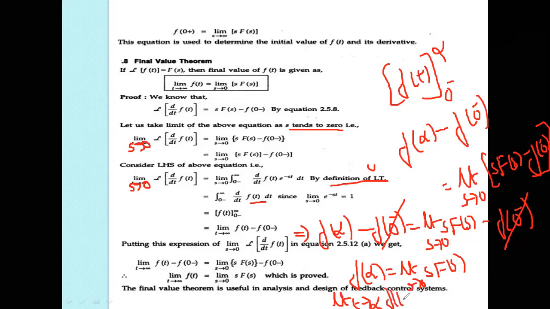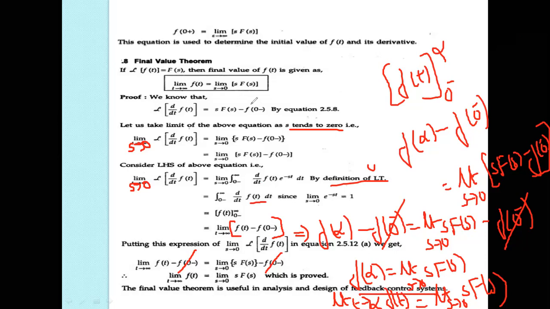Limit t tends to infinity f of t, because I am substituting t as infinity here, is equal to limit s tends to 0 s into F of s. Got it, my dear? Here I am taking the limit t tends to infinity of f of t minus f of 0 minus. So there is no s term or t term here. So it gets cancelled: minus f of 0 minus and minus f of 0 minus. And finally, the limit t tends to infinity f of t is equal to limit s tends to 0 s into F of s. The final value theorem is useful in the analysis and design of feedback control systems.